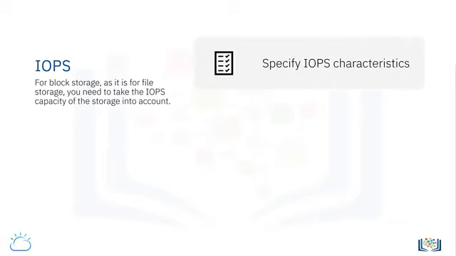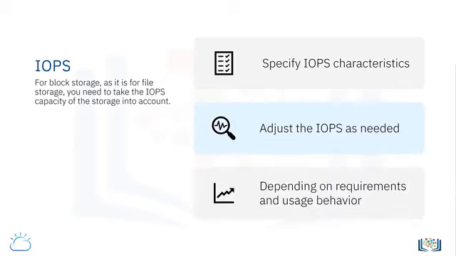For block storage, as it is for file storage, you need to take the IOPS capacity of the storage into account. Most cloud providers will allow you to specify IOPS characteristics when you provision storage, and in some cases, adjust the IOPS of your storage as you need. So if the requirements or usage behavior of an application changes, you can adjust accordingly.